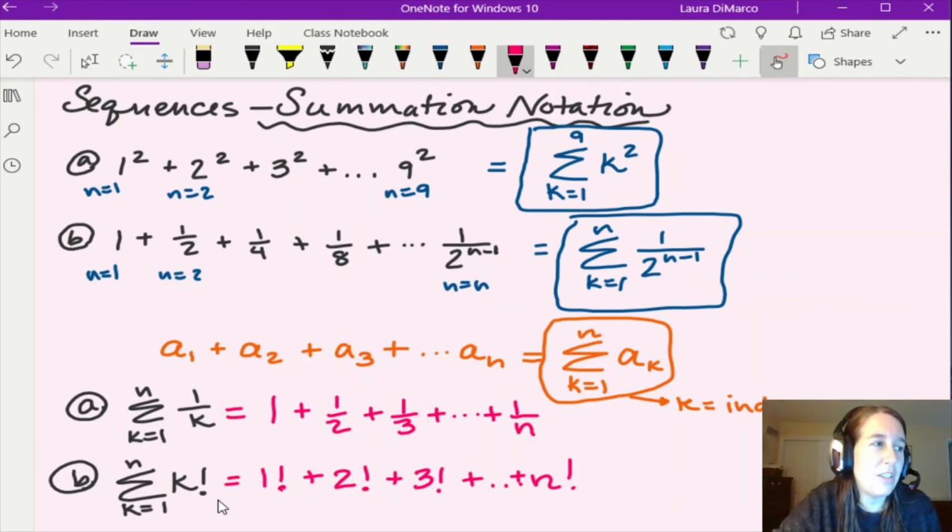Next, we're going to actually start finding the sums, like actually finding the number that the sum will equal.